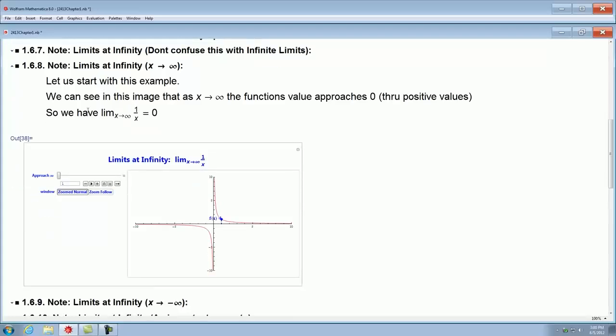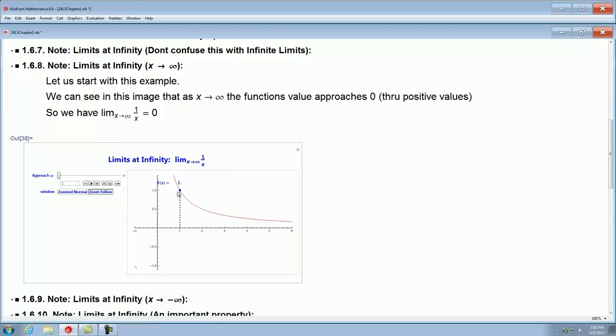So what we're going to do is let our x here approach infinity. All I've done is show you the function's value, and you can see here the function's value is 1. I'm going to zoom in so you can really see that. We're looking at the 1 over x function. So what's happening as x gets big?